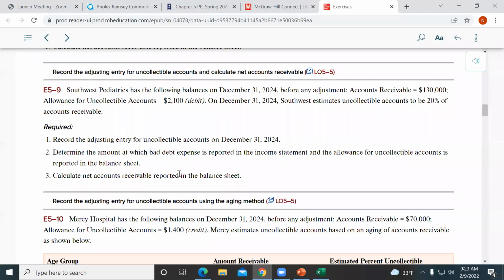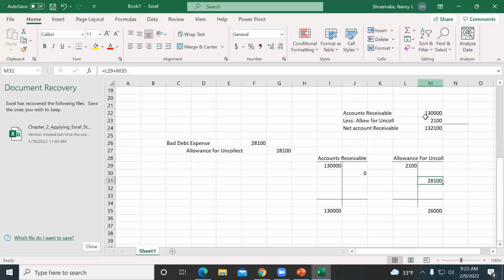Calculate the net accounts receivable reported in the balance sheet. Well, won't it be $156? I'm wrong. This needs to be a negative. Won't it be 104? Yes, no? I say yes. Kind of getting it? Okay, let's move on.